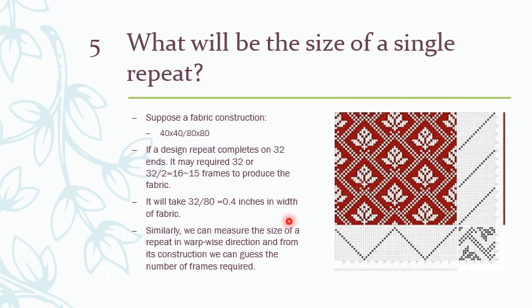So we can measure the fabric, and there are two ways of doing this. One is we can find out what the size of the repeat will be when it goes into the fabric, or the other way around, we know the fabric construction and we measure the repeat in the fabric, and then we can find out how many threads there are, and then we can decide if it is going to be made from a Dobby or a Jacquard. I will show you in the next slide what I meant by this.